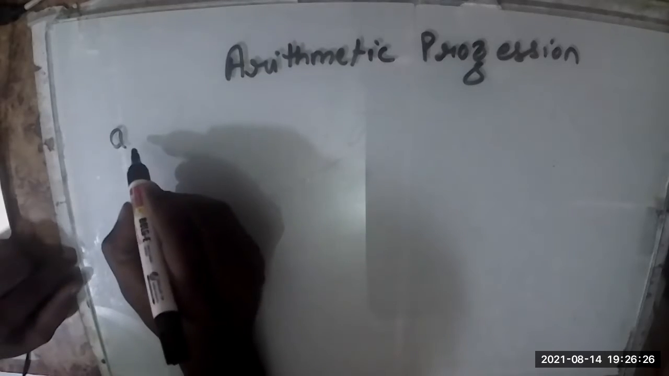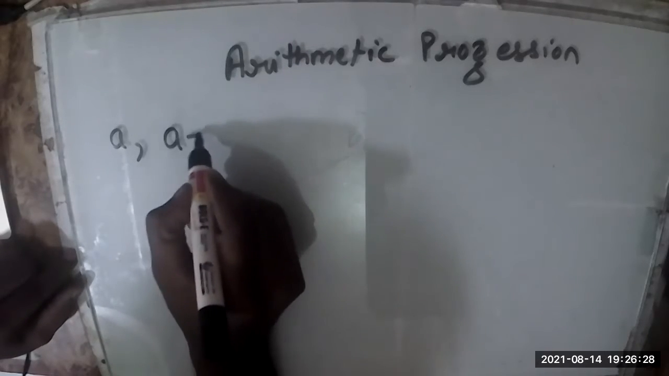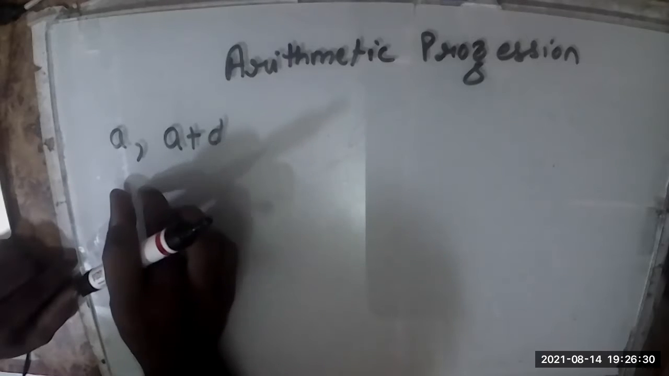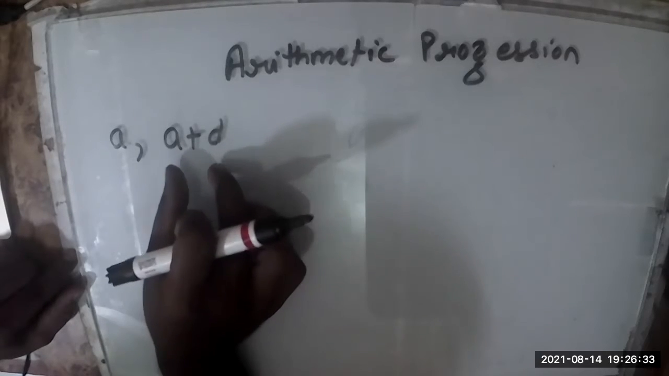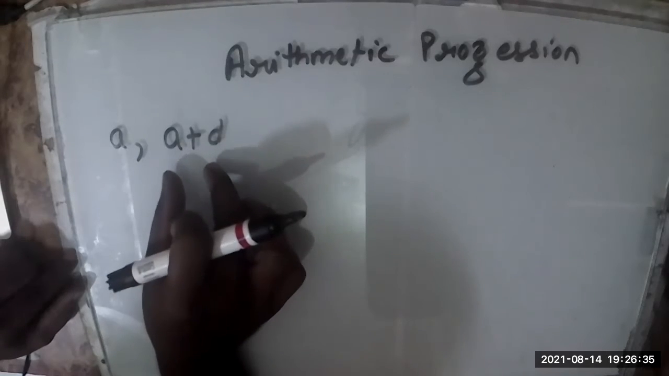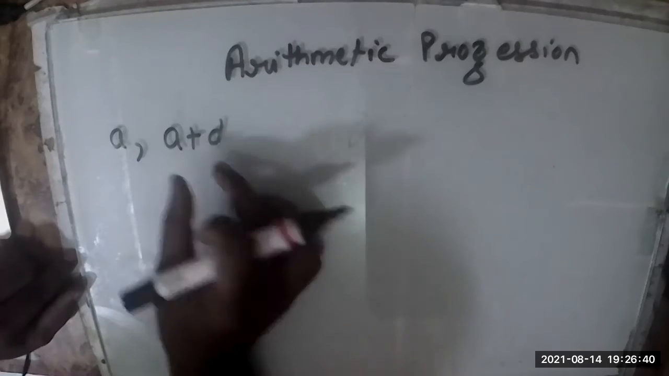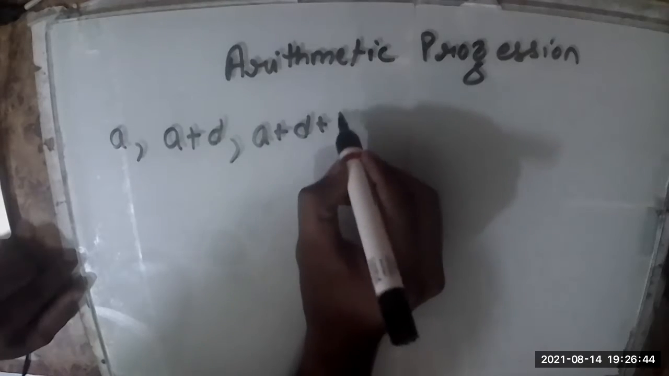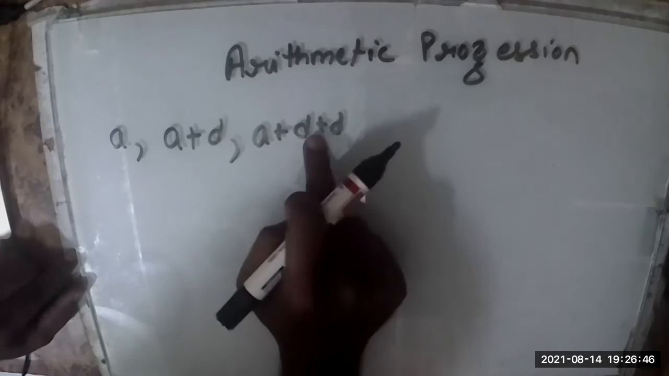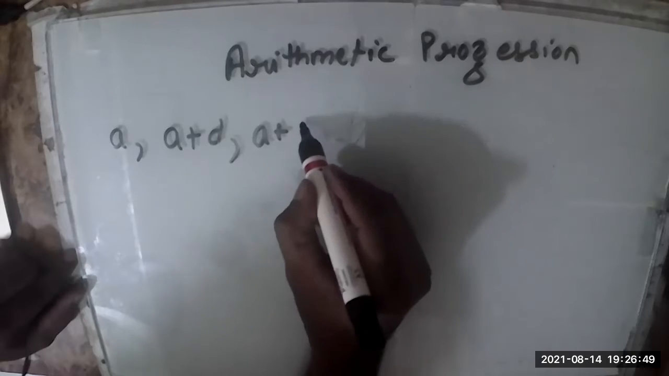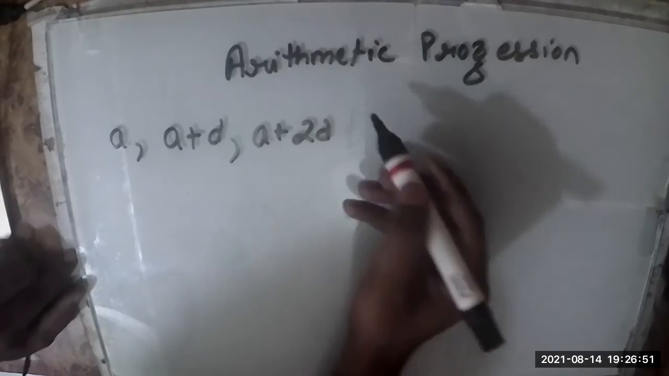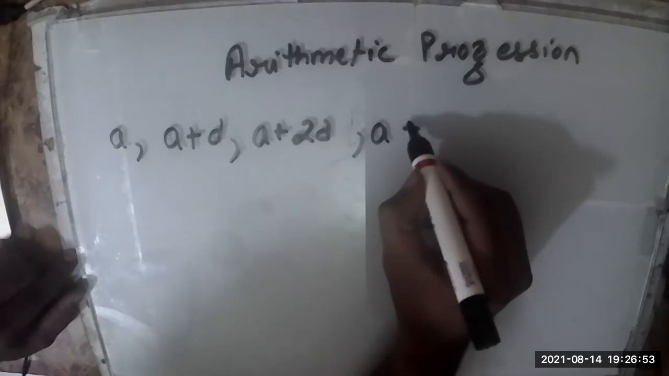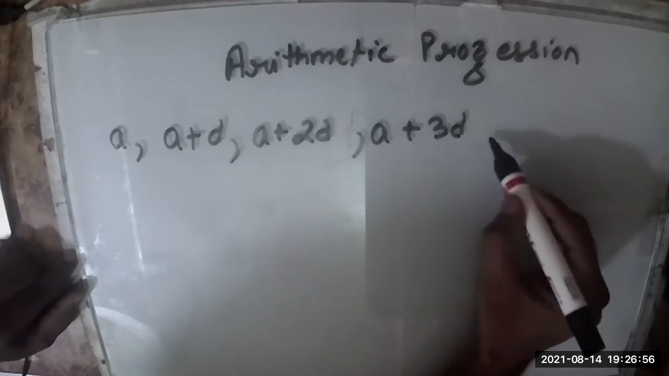If A is the first term, which will be the second term? The second term will be A plus D. If you add the common difference to the first term, then you will get the second term. Now if you again add D to this term, you will get the third term. So if you add A plus D and D, you get the third term, A plus 2D. Which will be the fourth term? A plus 3D will be your fourth term, and so on.